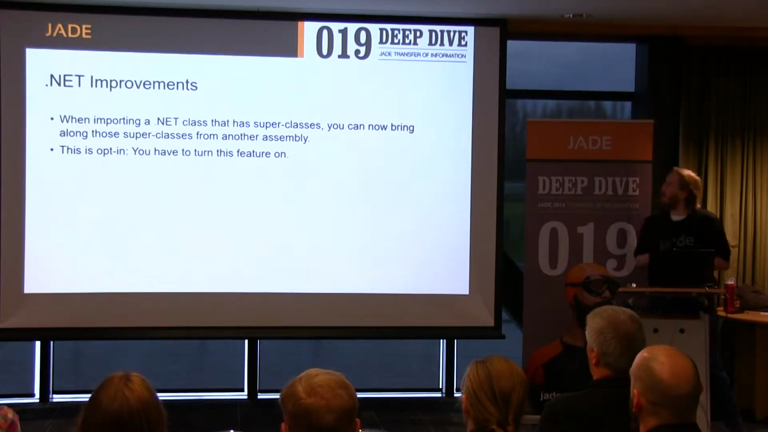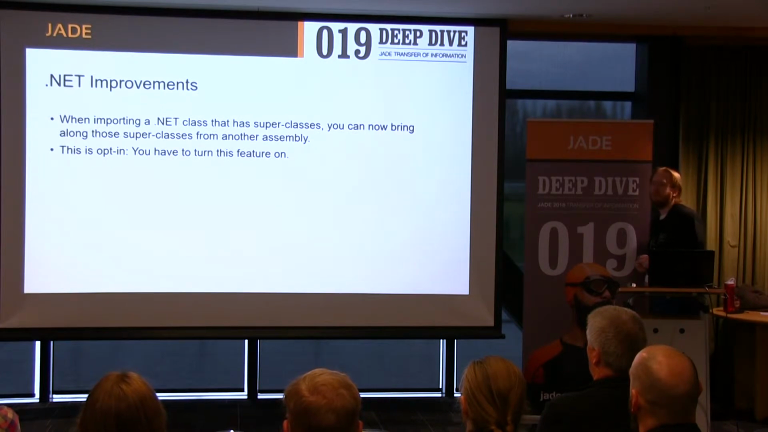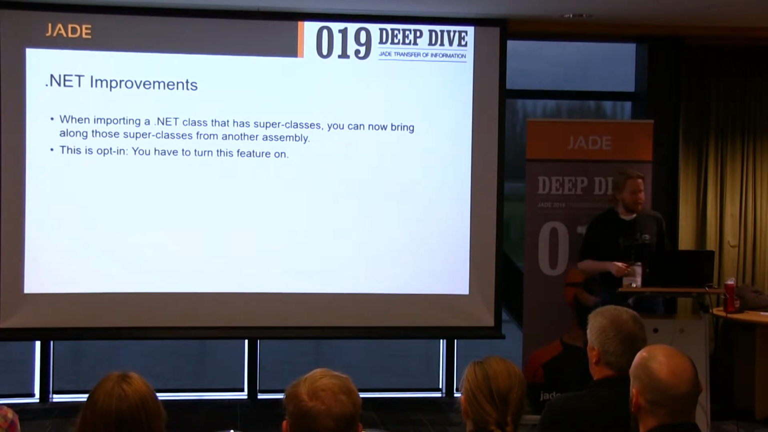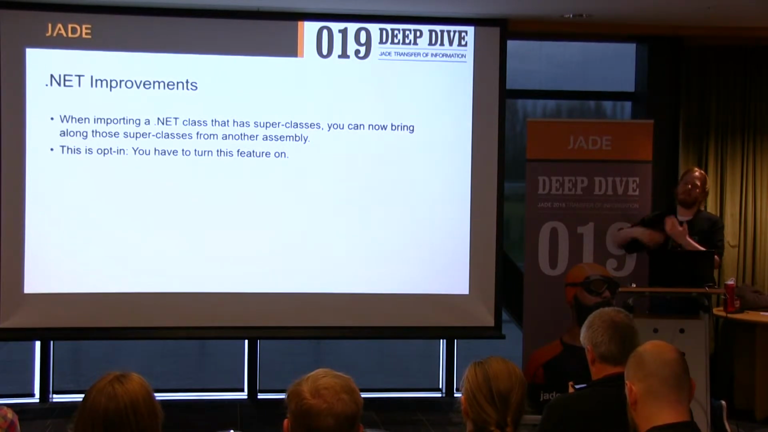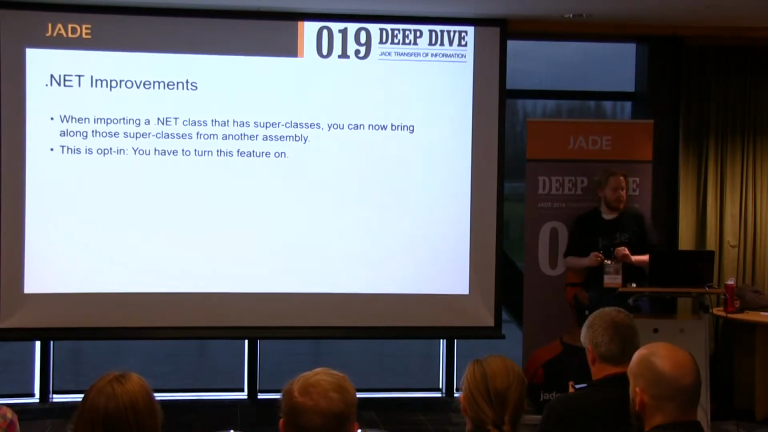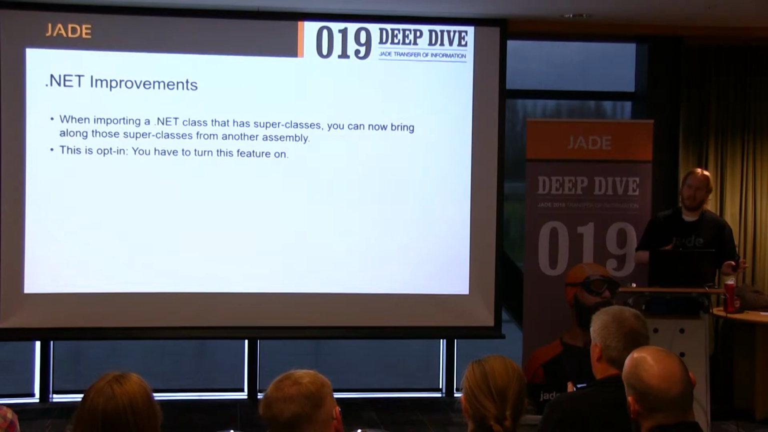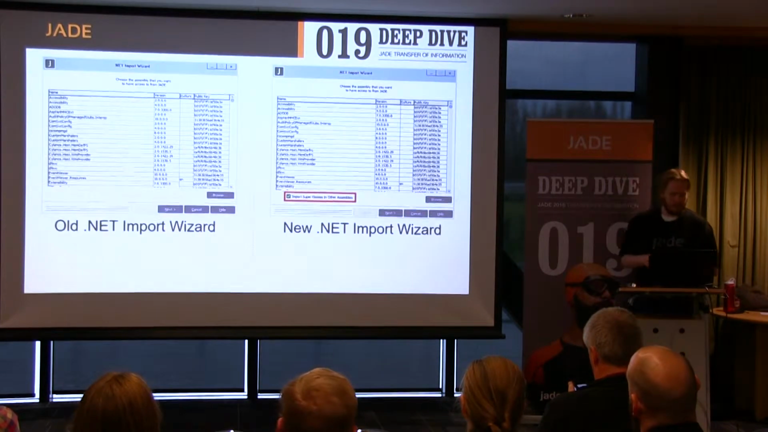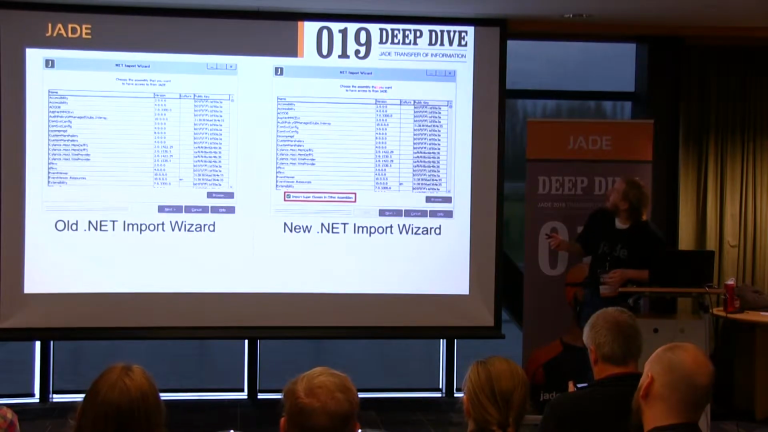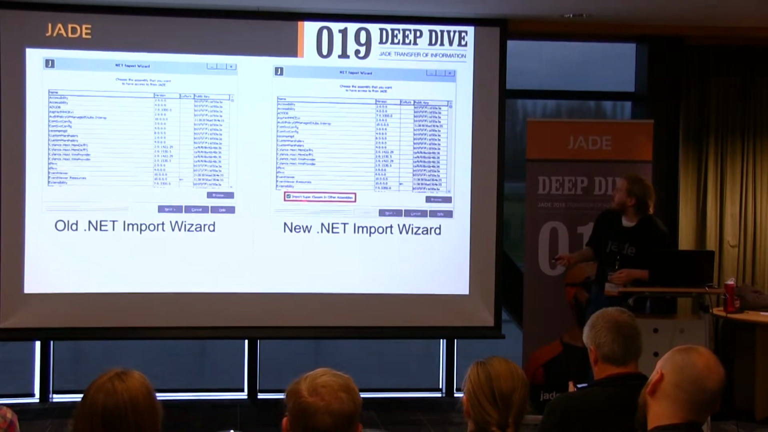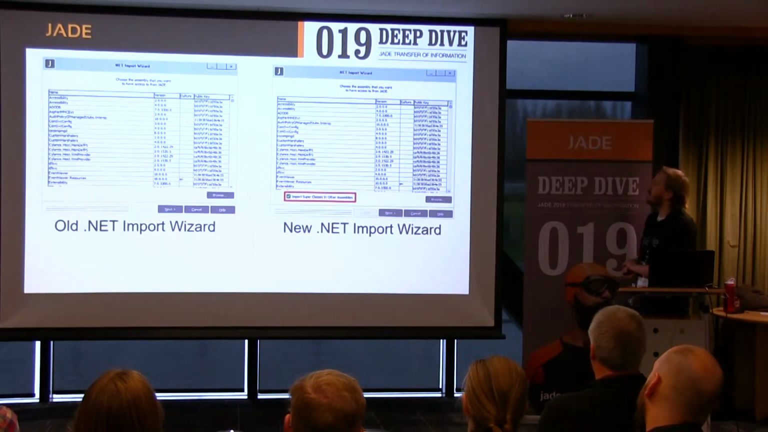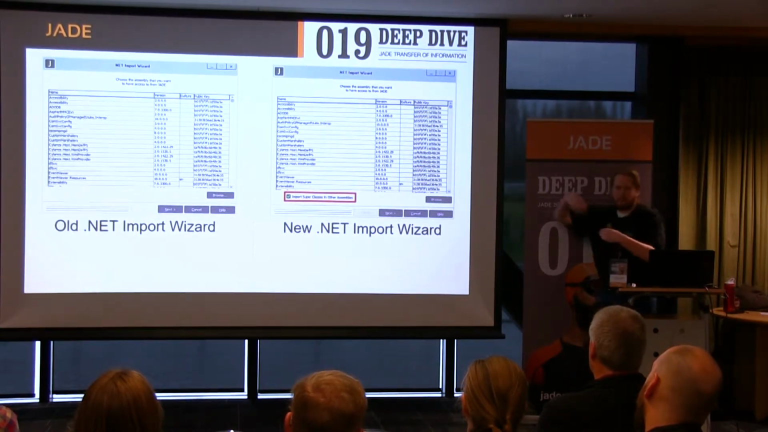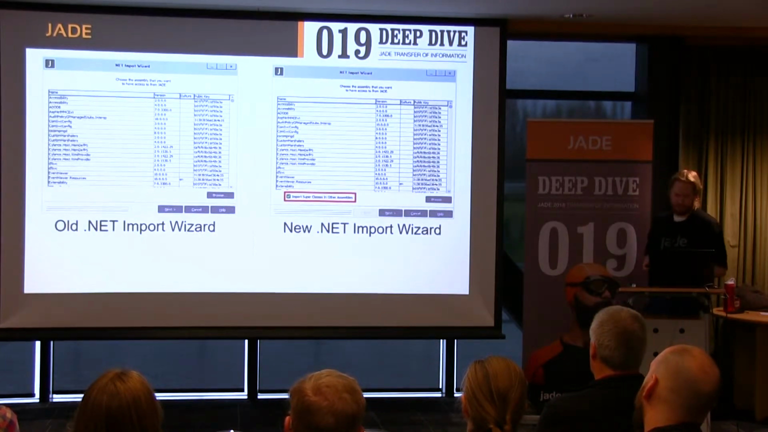Moving along, we've got a little bit of improvement to .NET importing. This is when you've got some .NET classes and you're importing them over into Jade. The main thing is when you're importing a .NET class that has some superclasses, even if they're in a different assembly, we can now bring those along as well. Now this is an opt-in feature. By default, you'll get the old behavior, but if you want to make use of this, head over into the .NET import wizard and select this new checkbox called import superclasses and other assemblies. As long as that's checked, you'll get the new behavior, which is whenever you're importing a .NET class, it'll pull in all of the superclasses, even if those are in different assemblies.